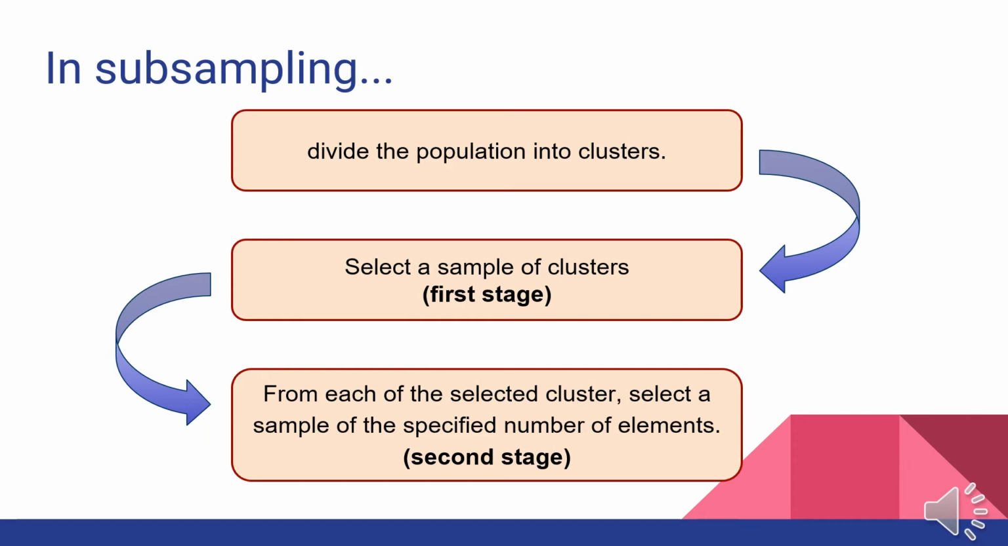In subsampling, the first thing that we have to do is divide the population into clusters. Second, select a sample of clusters, this is the first stage. Third, from each of the selected clusters, select a sample of the specified number of elements, this is the second stage. The clusters which form the units of sampling at the first stage are called the first stage units, and the units or group of units within clusters which form the units of clusters are called the second stage units or subunits.